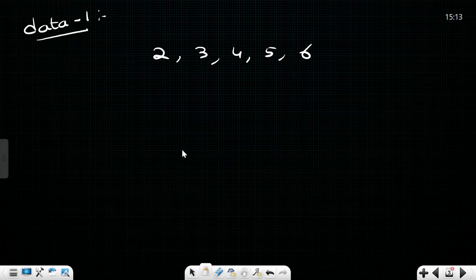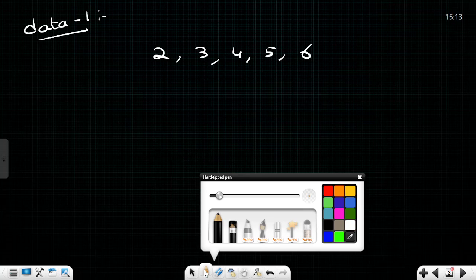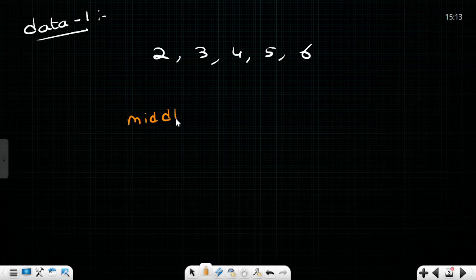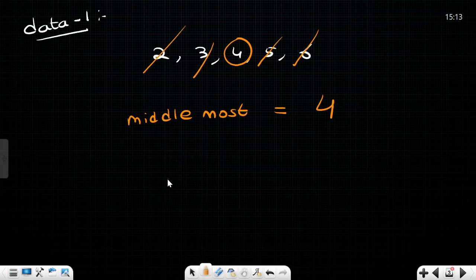Now Akshita, you may get a doubt. Let's imagine you have some data, data 1, which is 2, 3, 4, 5, 6. What is the middlemost value in the data? 2 and 6 cancel, 3 and 5 cancel. Cancelling means I'm just cutting so that I can exactly know the middle value. Therefore the middlemost value is 4. For this data the median is equal to 4.